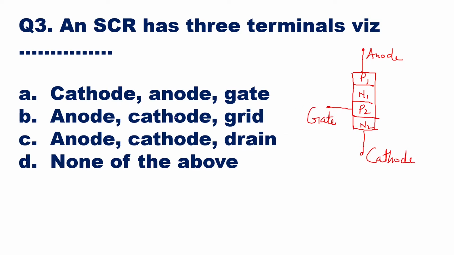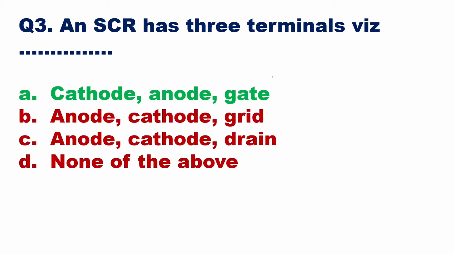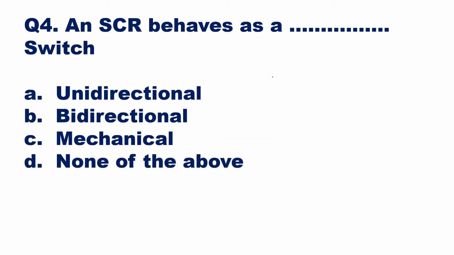Now these options are seen here. In option A, you can have cathode, anode, and gate. So option A is the right answer here. So for question number 3, we have option A, cathode, anode, gate, as the 3 terminals of SCR. Then we'll go to question number 4.